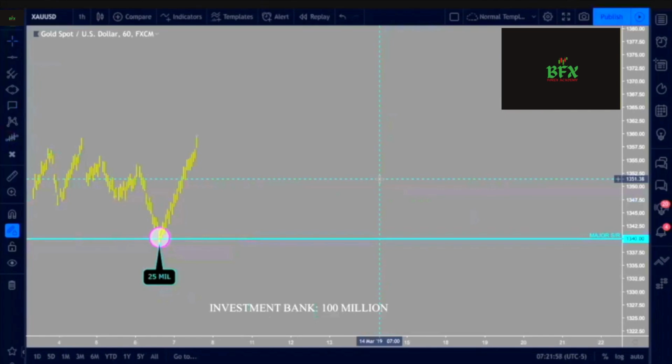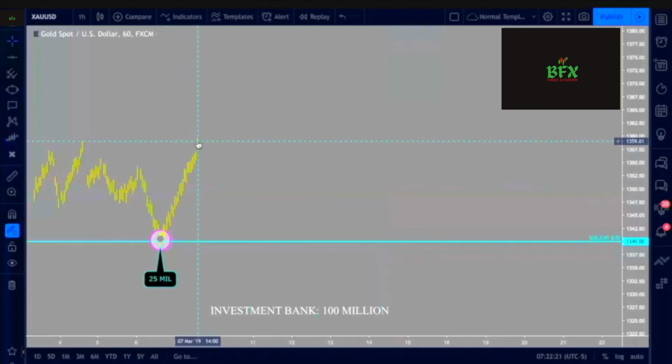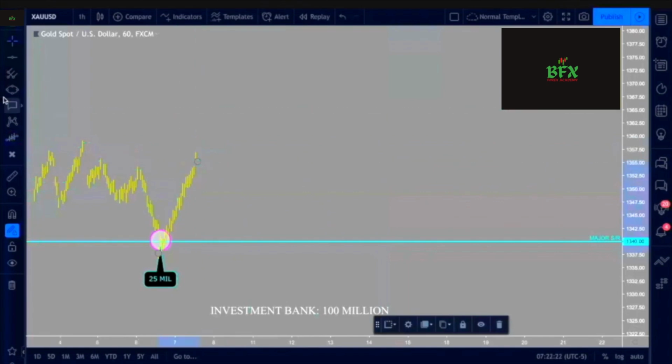The financial markets are controlled by large players, by key participants, institutional investors that have so much money that it causes the value of assets to change. So when they place an order for $25 million, price rises. Let's say price rises up right to this area.